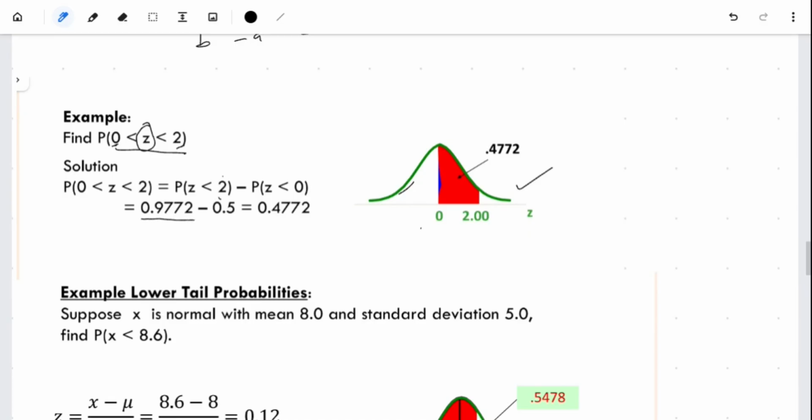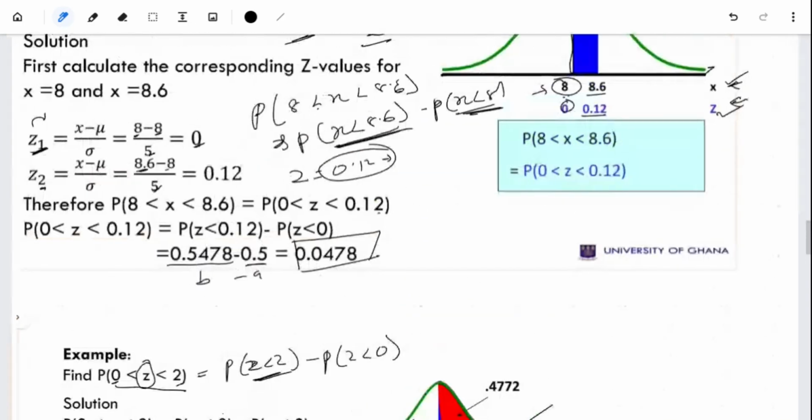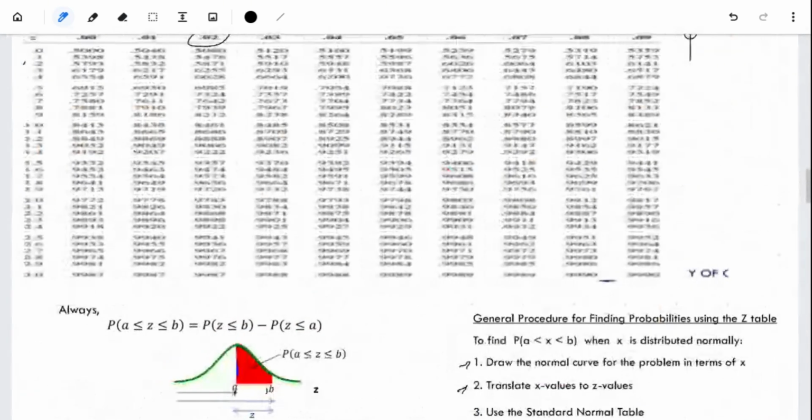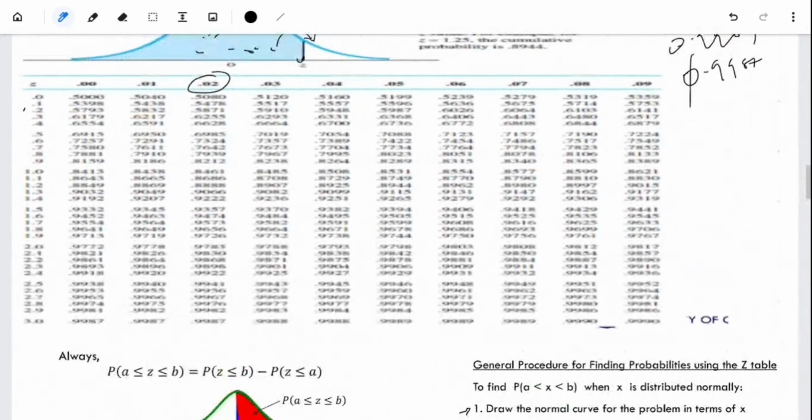So first of all, to find the interval, we say the probability that z is less than 2 minus the probability that z is less than 0. So when we take this probability out, we are going to get the interval. Okay, so z is less than 2. We go to the distribution table and find the value of 2. I think we find it already. So that's 2, and then it's 0.0.